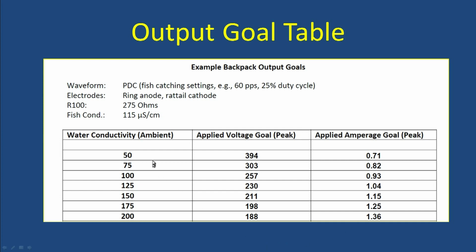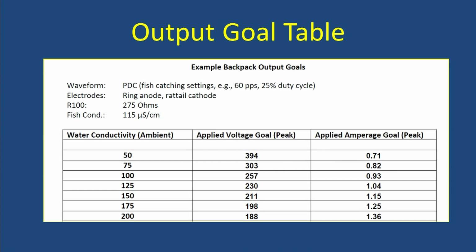But the table itself, how you read that is when you go out to a site, you read the conductivity of the site, and then you look it up in the table. Say it's 75 microsiemens per centimeter, and then you say, well, what's my target peak voltage? 303. And what's my target peak amperage? In this case, 0.82.